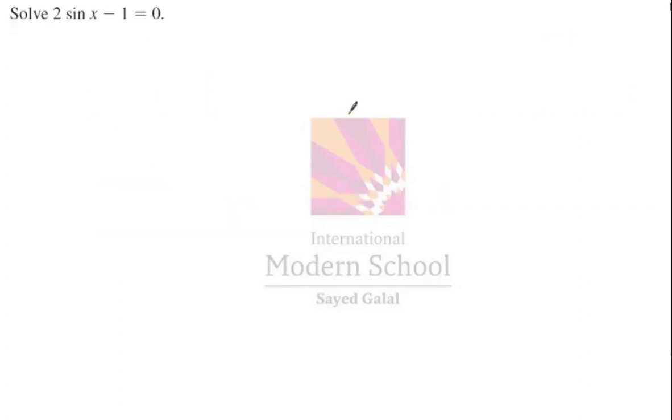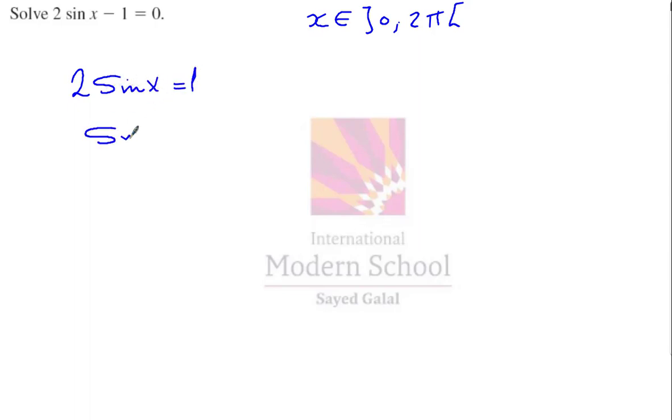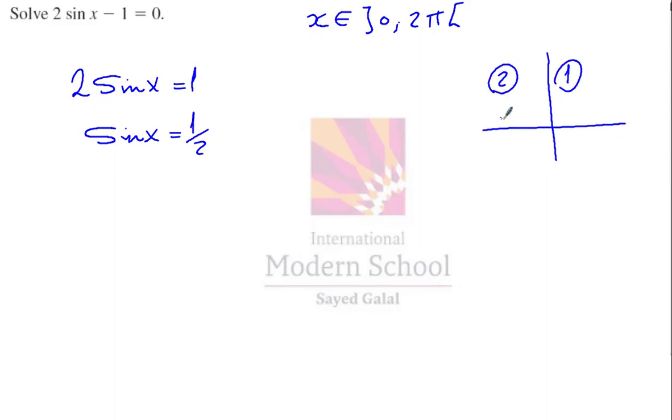Solve 2 sine x minus 1 equals 0, where x belongs to the interval 0 to 2 pi. Then 2 sine x equals 1, so sine x equals half. Sine is positive in the first and second quadrants. In the second quadrant, use 180 minus. Shift sine, then sine inverse of half.